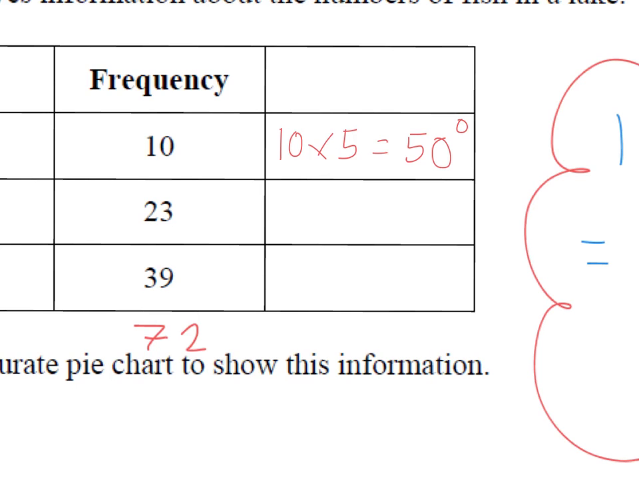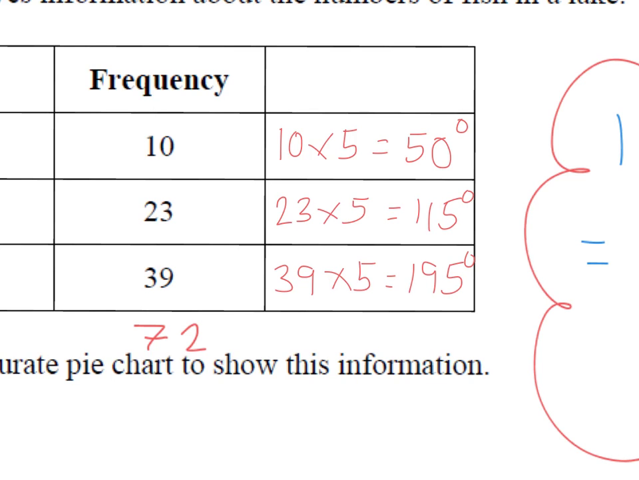We do the same for the other two rows. So 23 fish would give a sector of size 23 times 5, which would be 115 degrees, and 39 times 5 would give you an angle size of 195 degrees, and that would go in here like this.